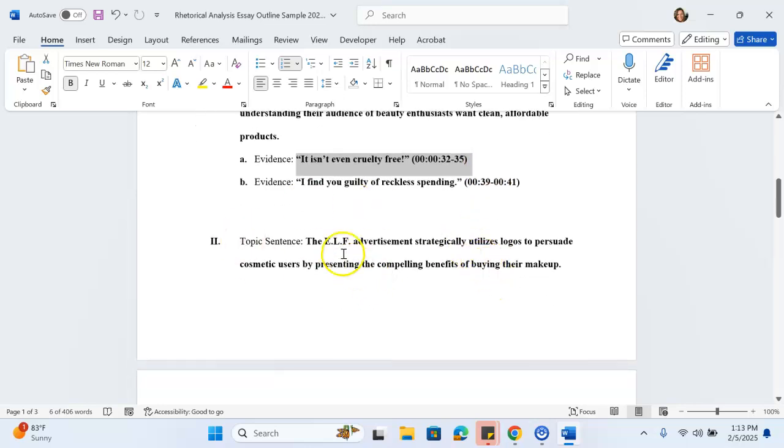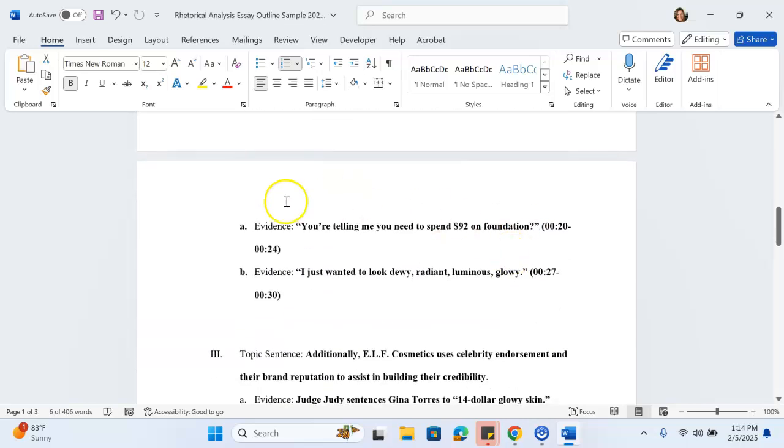Then in her next body paragraph, she says the e.l.f. advertisement strategically uses logos to persuade cosmetic users by presenting the compelling benefits of buying their makeup. Then again, we have two pieces of evidence. There are two quotes from the advertisement along with those timestamps. Notice that she's not summarizing what the commercial is doing. She's giving specific points. That is what is expected of you. I expect that. I expect the timestamps. So please make sure you're doing that when you complete this assignment.